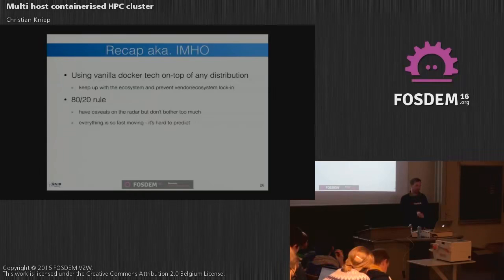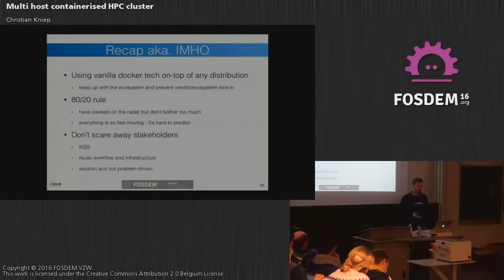No, and as said, I don't want to focus on corner cases. What I can achieve with 20% of the time, 80% of the results, I will go for it. Corner cases are a thing for next year or so. And I don't want to scare away stakeholders. As an ops guy it should be simple, but not because he's a simple guy. It should reuse all our workflows and infrastructure, our HPC workflows and infrastructure.